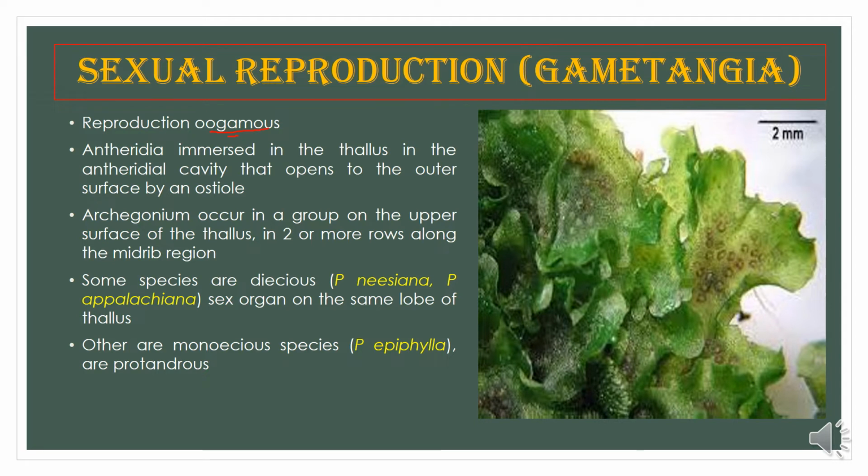So this type of reproduction, where the gametes are dissimilar both in shape and size, as well as physiologically, is called oogamous reproduction. That is what we find in the Pellia species. The reproduction is oogamous, and the male reproductive organ, the antheridia, produces the sperms and is found immersed in the thallus.